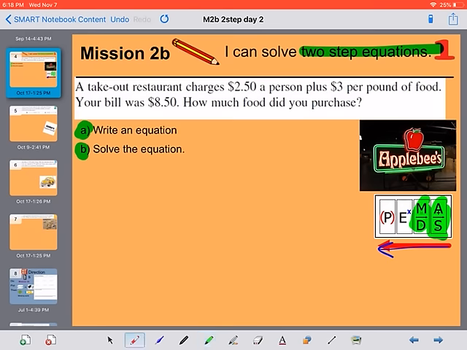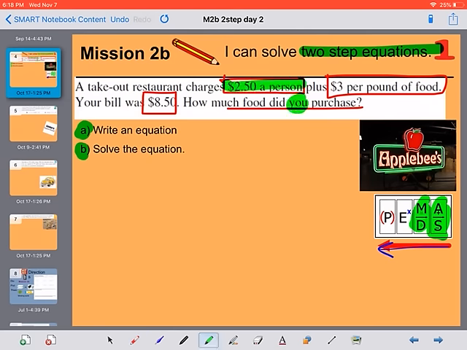It says a takeout restaurant charges $2.50 a person plus $3 per pound of food. Your bill was $8.50. How much food did you purchase? Well, you are only one person, so if you had to pay $2.50 per person, you only had to pay for just you, $2.50. Then it says this key word, plus, which literally means add it. Plus, we're going to pay $3 per pound of food.